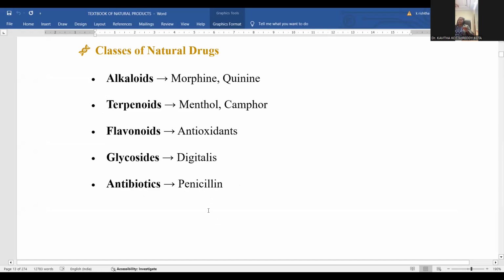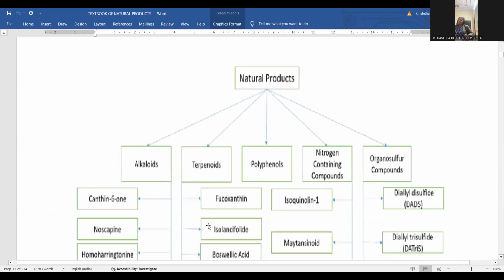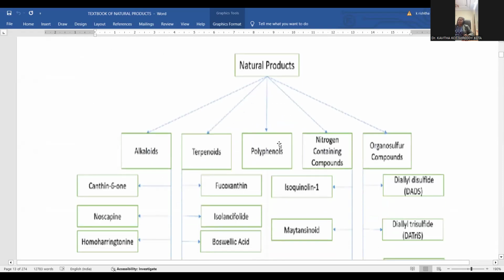These are a few natural products taken as part of the categorization of natural product containing drugs. A broad classification of these natural products is provided for better understanding. Alkaloids are a class of natural products. Terpenoids are there. Polyphenols are also a class of natural products. Nitrogen containing compounds are also present. What are nitrogen containing compounds said to be? Alkaloids. Organosulfur compounds are also natural products. This is the way natural products are categorized.